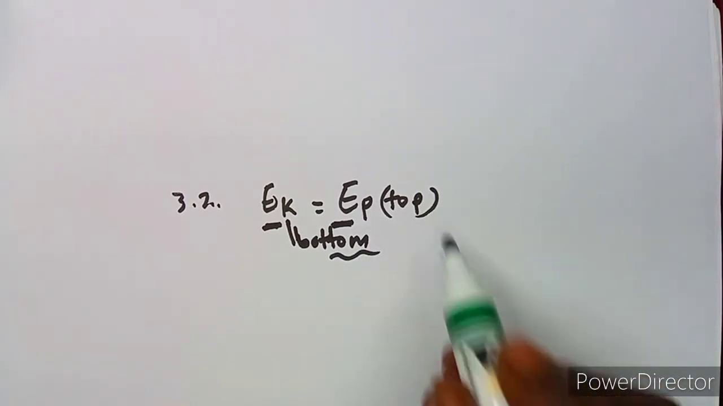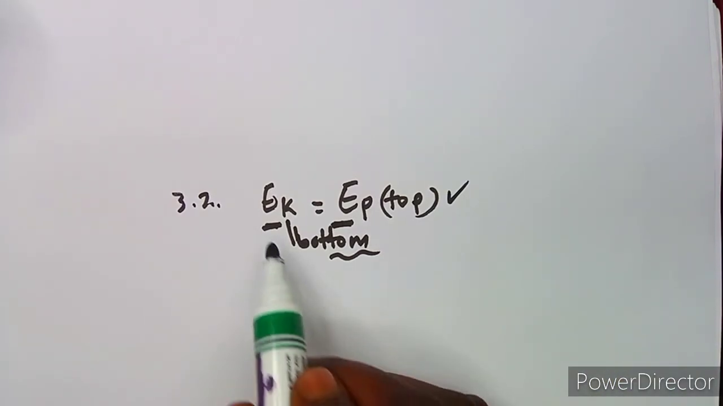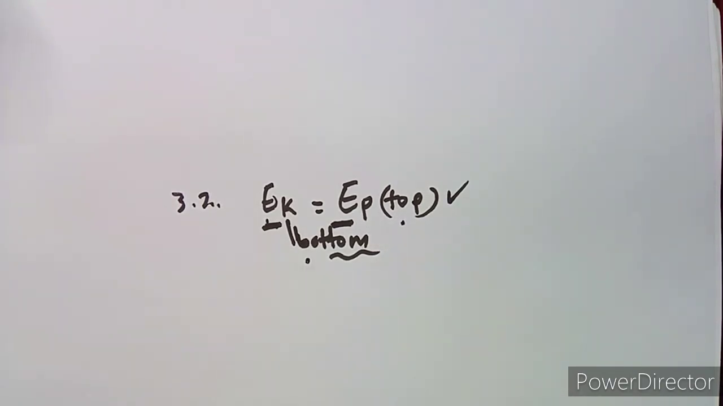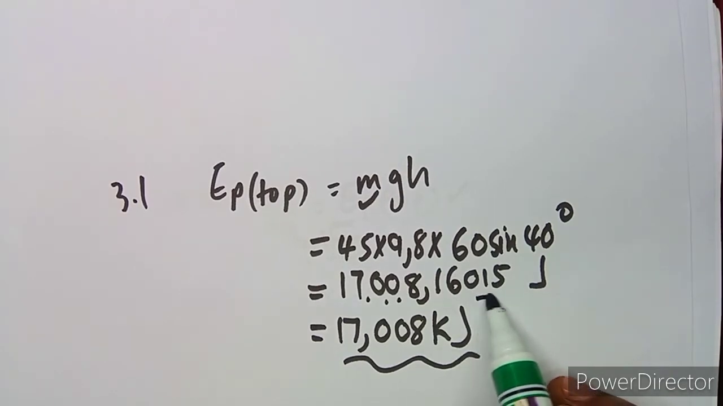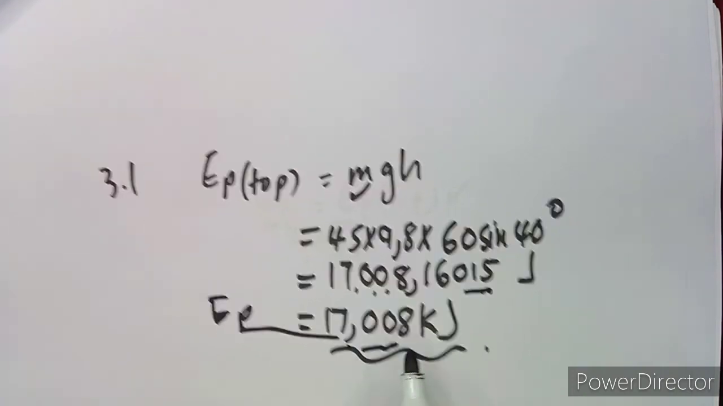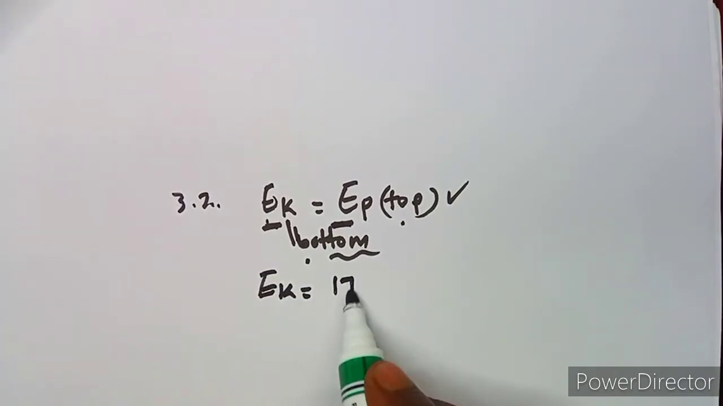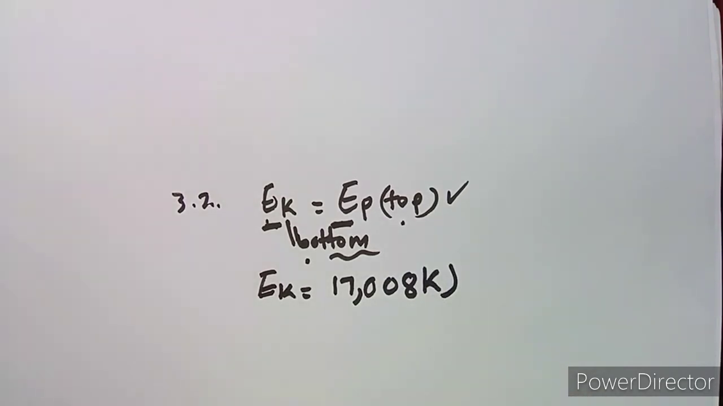So we are going to take the potential energy that we obtained before and equate it to the kinetic energy, because they're equal. The potential energy at the top is equal to the kinetic energy at the bottom. You can use this decimal, or take it from this part, because this was our potential energy. So your kinetic energy in this case is equivalent to 17,008 kilojoules. That is your kinetic energy.